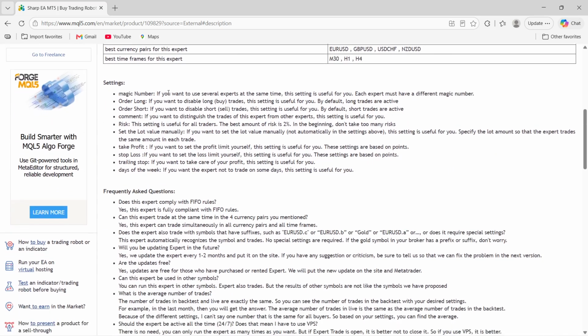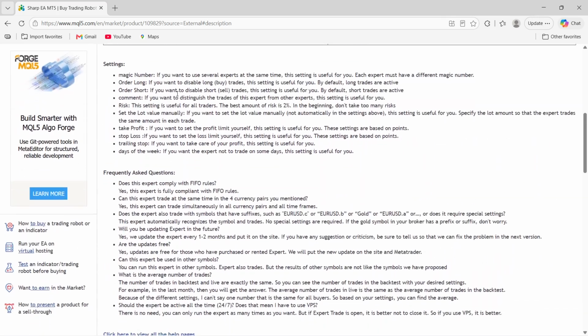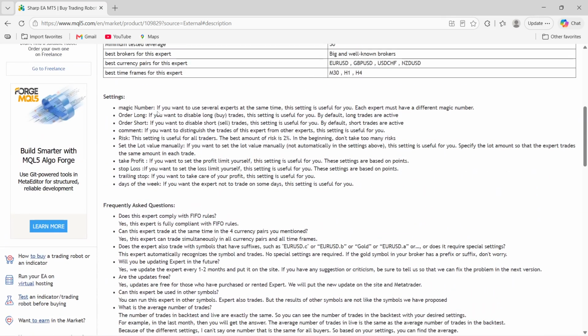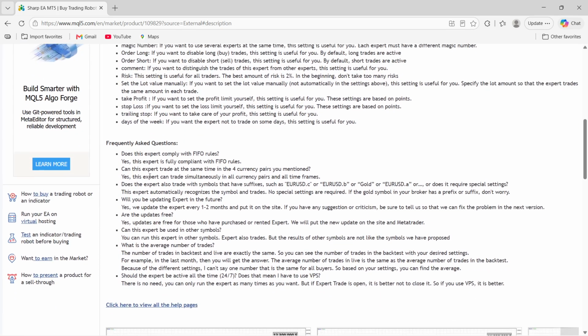All right, so you can see some of the settings that the developer flashes on the page. You can see magic number if you want to use several experts at the same time. It's quite useful for you. Other settings are long, short, risk, set the lot value manually, take profit, stop loss, and the rest of that.